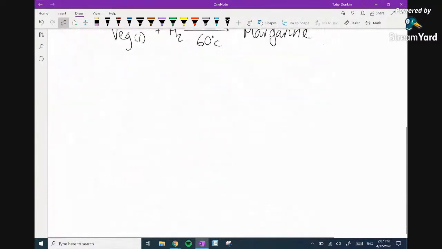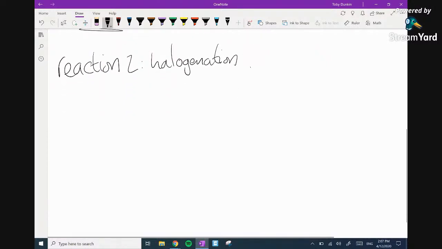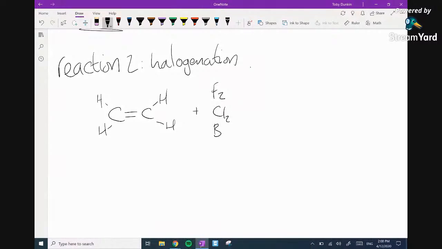Right, reaction number two is halogenation. Now, you'll never actually write down that word in an exam. You really won't. But all this is taking an alkene, and I'll actually draw the H's on this time. There's my alkene, and I'm going to add a halogen. So fluorine, perhaps, chlorine, bromine, or maybe even iodine. I can add any one of these.